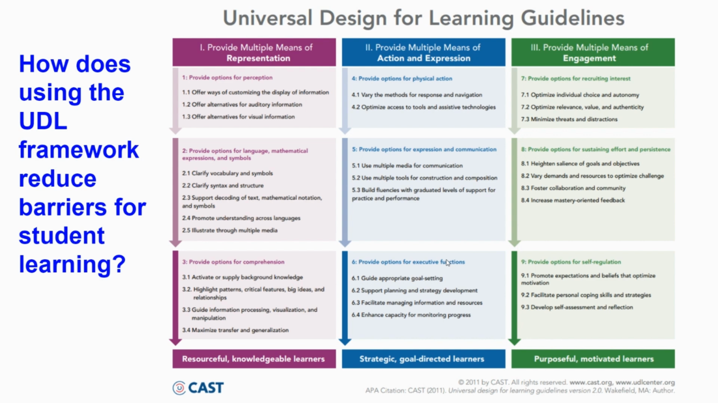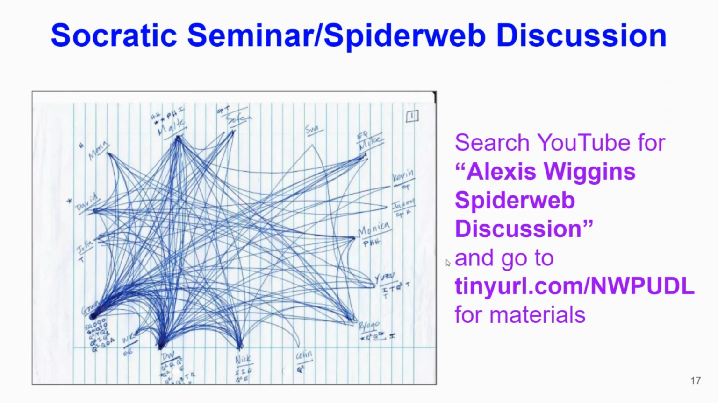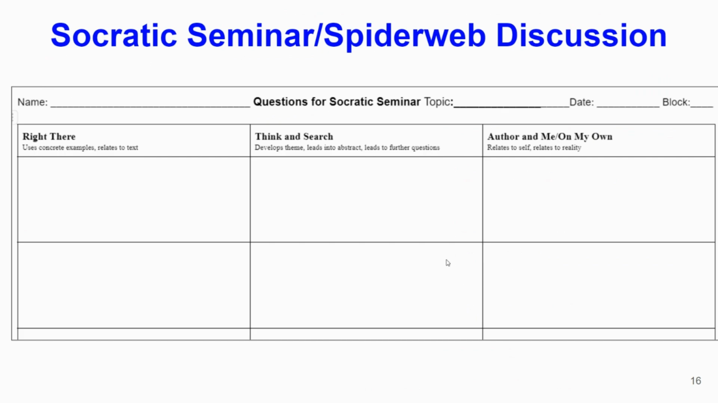When we think about how the UDL framework reduces barriers for student learning, in that center column, I want to build a strategic goal-directed learner. But I've got shy students and disconnected and disenfranchised students. I've got struggling learners who believe that they're not going to participate in a discussion because they're not the talkers in class. I need to help them monitor their own progress and manage information and resources and set a goal for themselves.